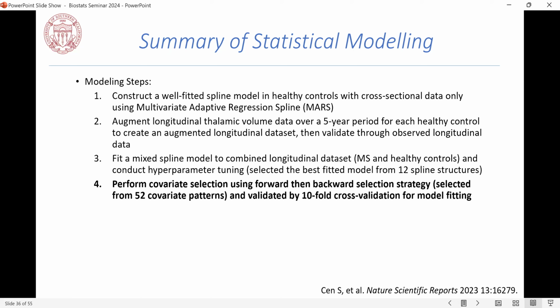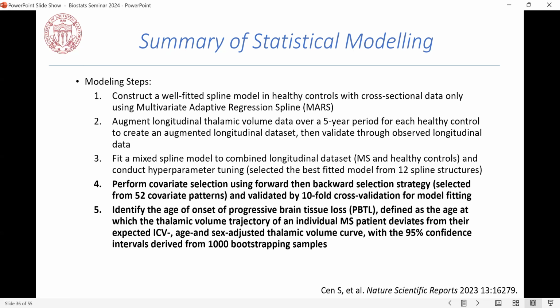So in statistical practice, we care about the p-value and the confidence interval. But in the machine learning or prediction framework, we care about what? We care about the accuracy of the prediction. Then cross-validation is the key, so you have to use cross-validation and identify the age of onset, okay, define it.